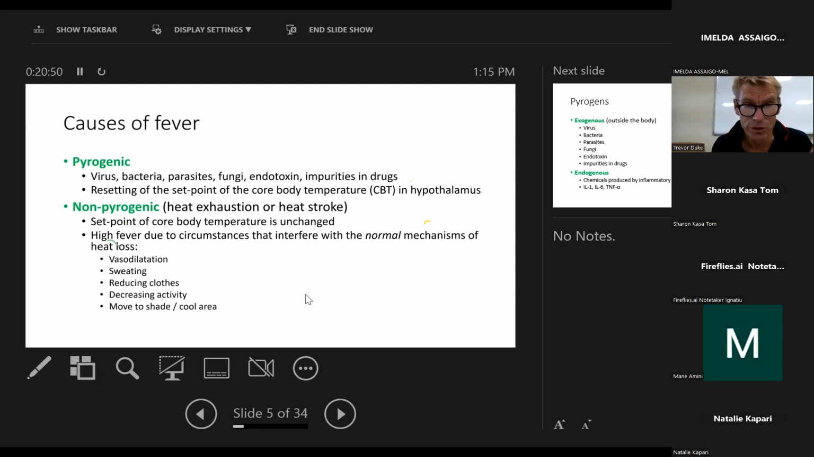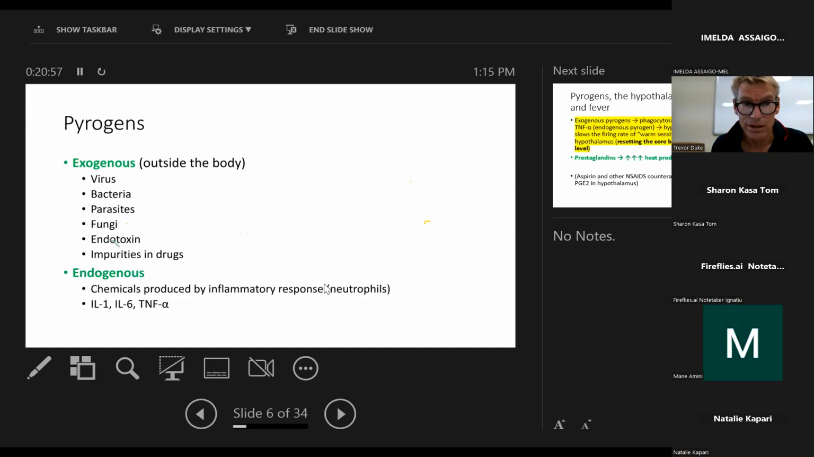So let's move on from that. And I want to talk a bit about how pyrogens cause fever. So that's the next step. Remember, I said there are pyrogens, and we talked about the pyrogens being outside the body, those things like viruses and bacteria and parasites like malaria or fungi or endotoxin. Remember, the particles of bacteria or impurities in drugs, they can all be pyrogenic. They can stimulate a fever in our body, right?